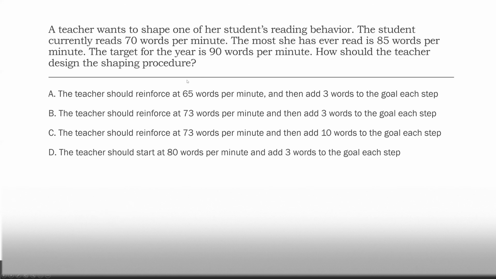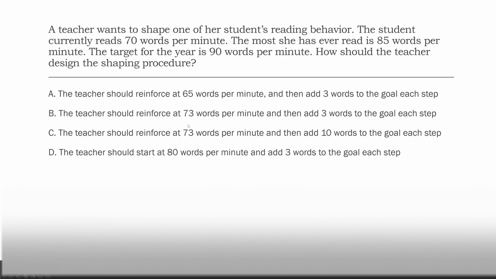Okay, so if we look at our answer choices, A, the teacher should reinforce at 65 words per minute. Well, that's below what they can already do. So A is out. Now, the most she's ever read is 85 words per minute, and the target is 90 words per minute. So not only should we start above the current goal, but it should be a reasonable amount above the current goal. So if we look at D, teachers should start at 80 words per minute. That's a 10-word gap to start off. It might be a really, really long time before they get there. And remember, with shaping, you're only reinforcing that next approximation, right? That's where we're trying to get. But 80 is going to be too high.